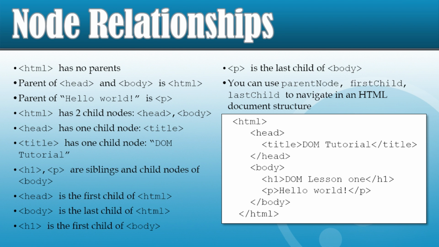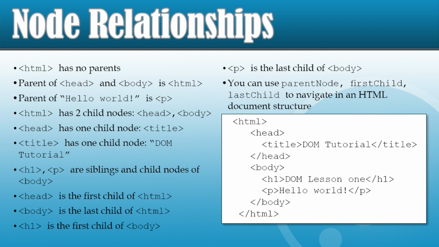h1 and p are siblings and child nodes of body. Head is the first child of HTML. Body is the last child of HTML. h1 is the first child of body. p is the last child of body. You can use parentNode, firstChild, and lastChild to navigate in an HTML document structure.